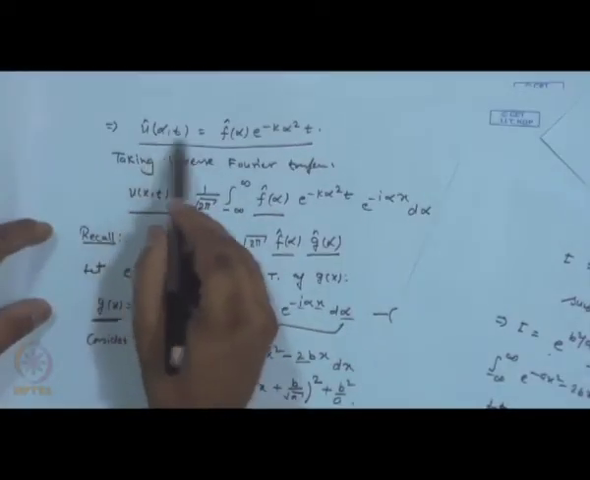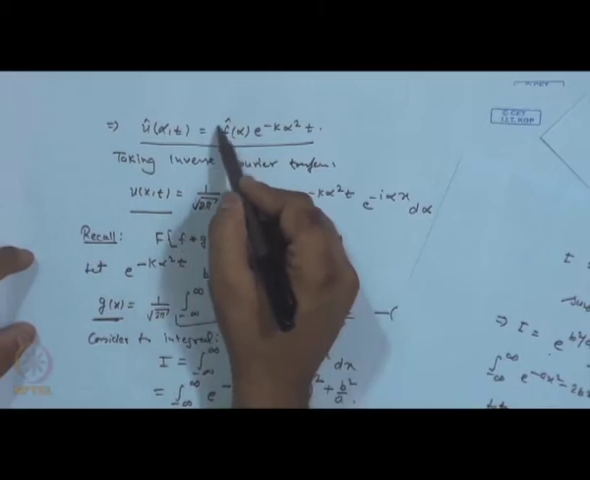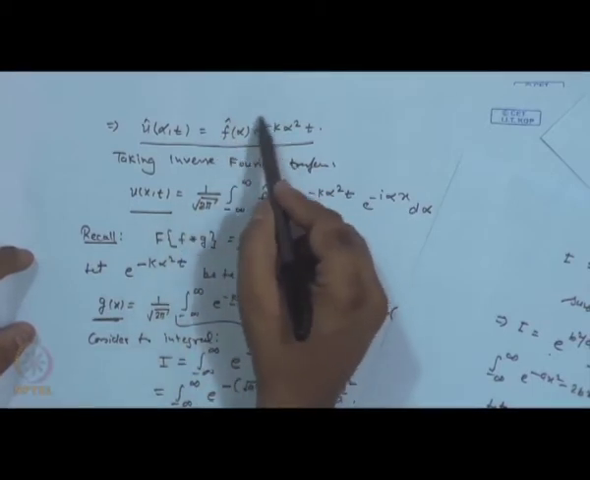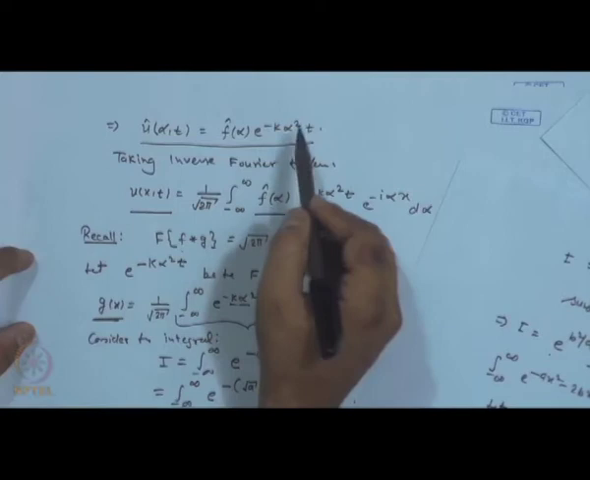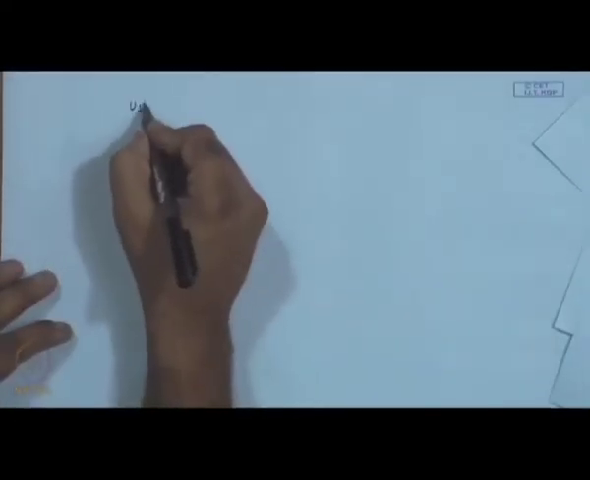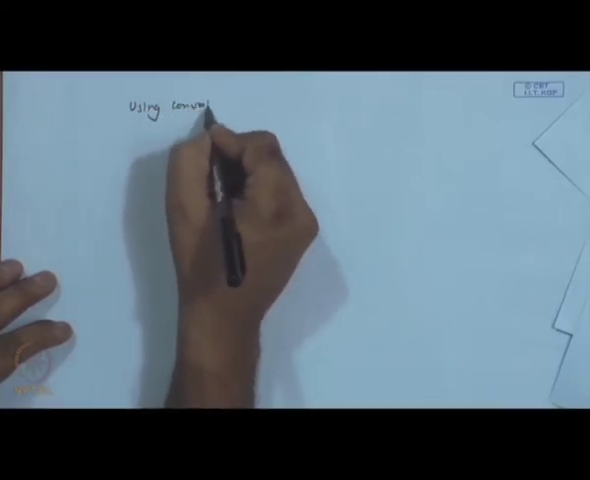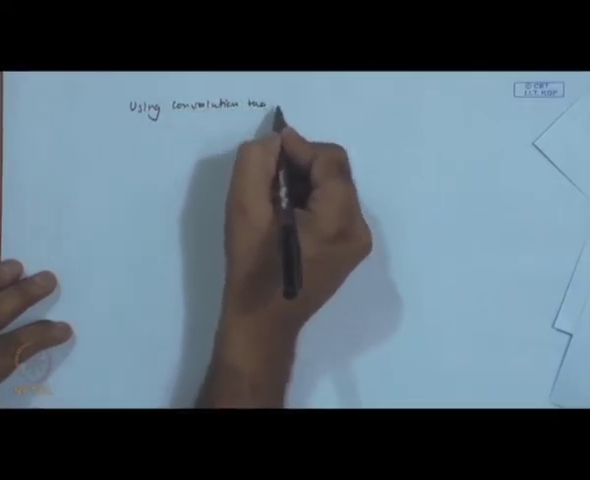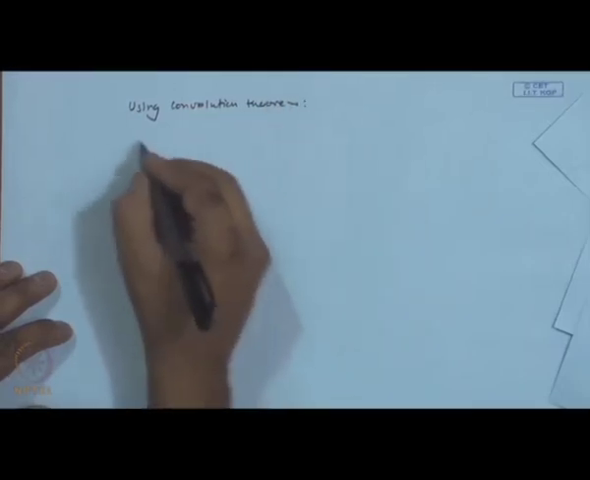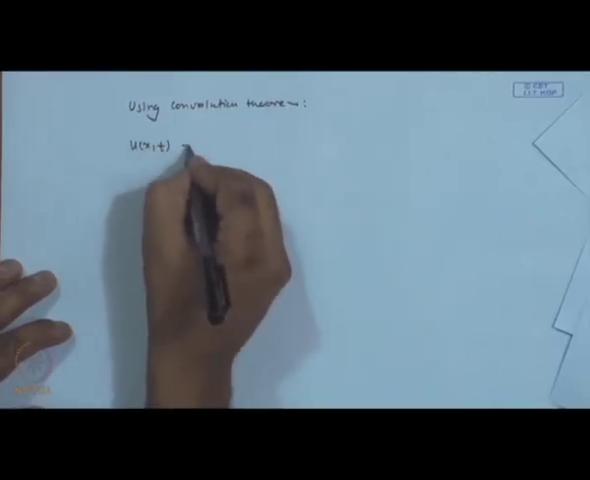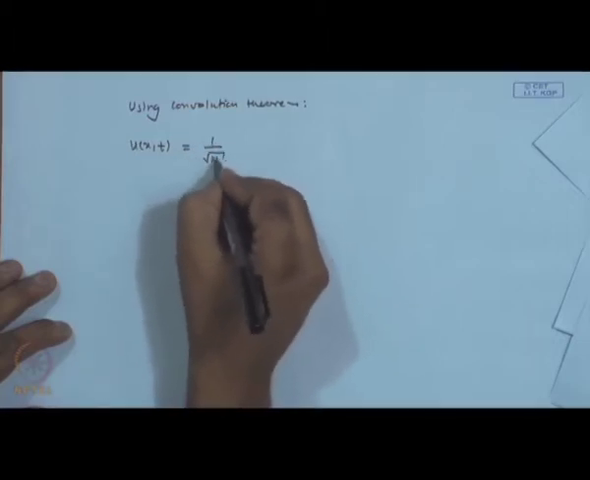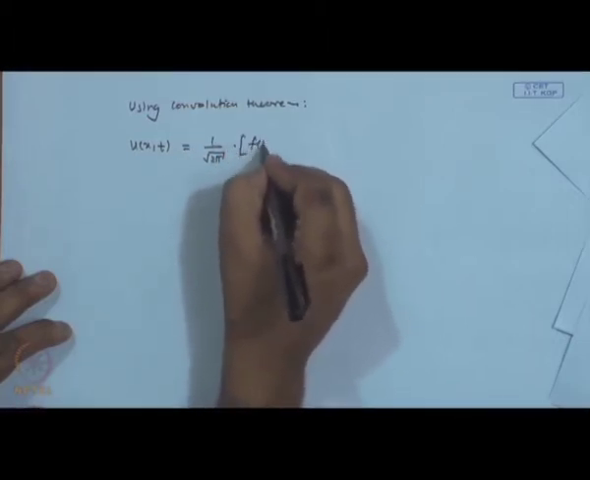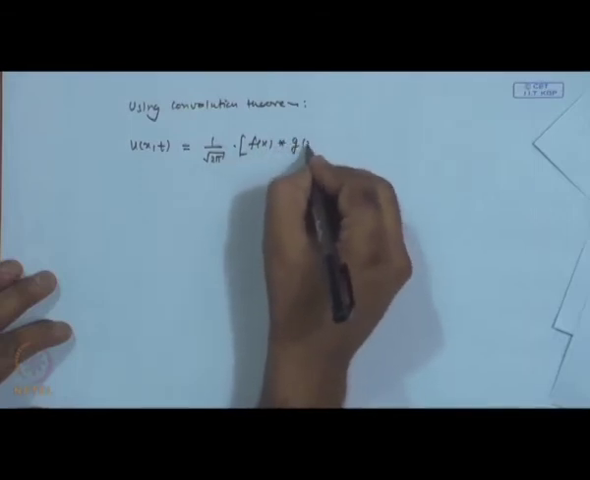And now we can use the convolution theorem, because we had this u hat(alpha, t) is f hat(alpha) times this, the inverse transform we know, and now for this also we know that g(x) is the inverse transform of this. So, we will use the convolution theorem. So, using the convolution theorem, we get u(x, t) is 1 over square root 2 pi, and this f(x) convolution with g(x).